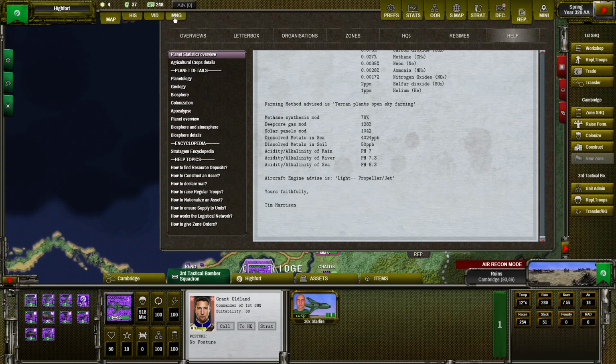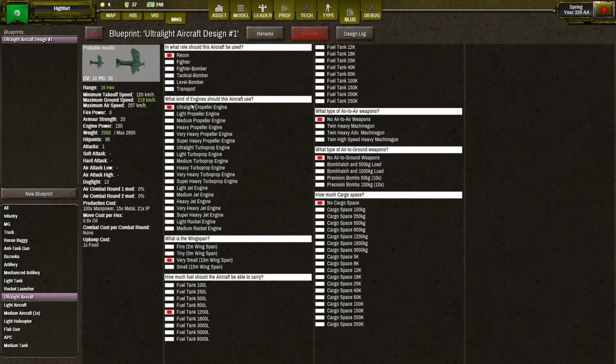So if you go back, you can see that we have here ultralight, but here we have light. So the game suggests that we should use a light propeller engine or maybe a light jet engine. Those two are suggested by the game. You can see how the range increased up to 25. So this is quite a good help from the game to avoid a lot of checks on our side.